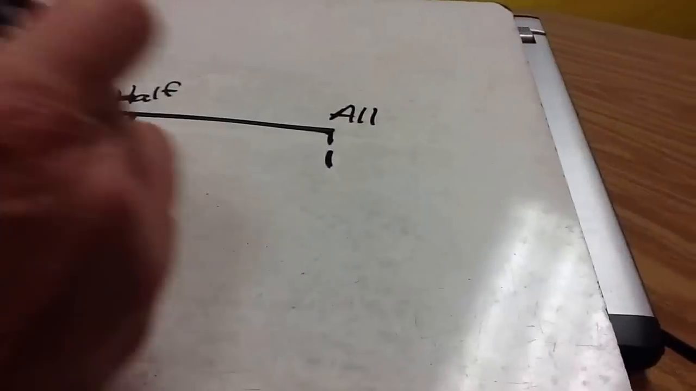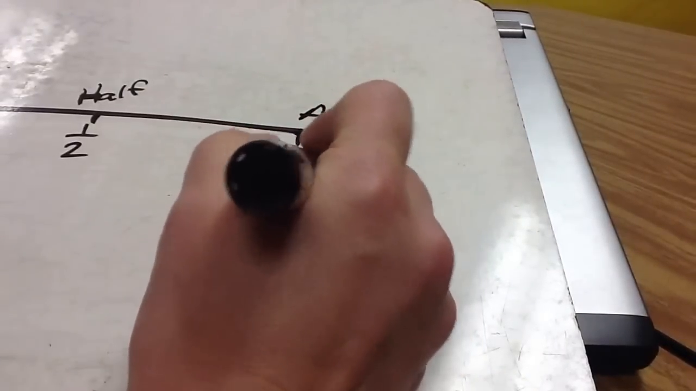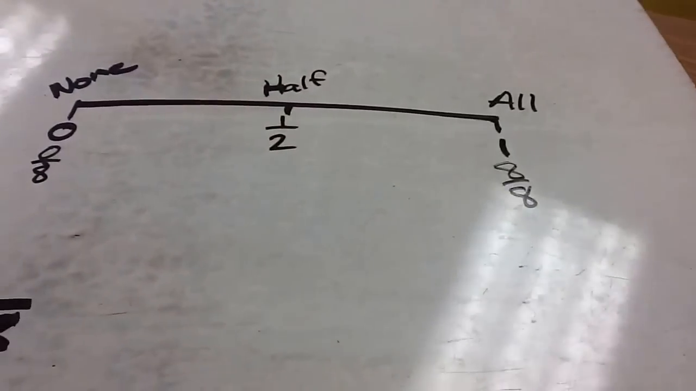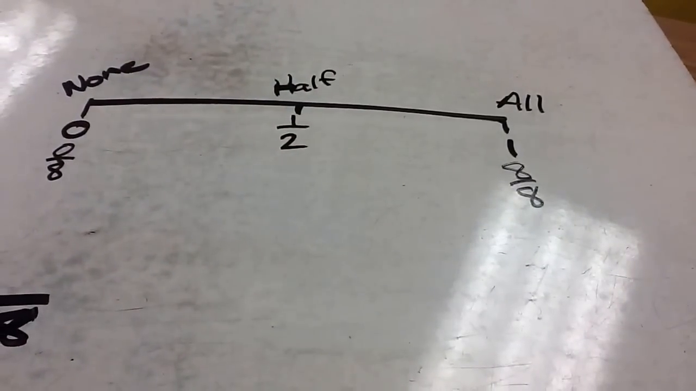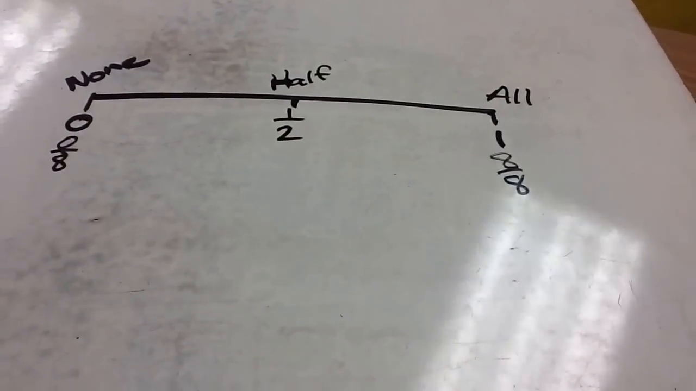What's all? All is 8 out of 8. Very good. Now, what is half of 8? Now, let's look and see how to determine if a number is half.